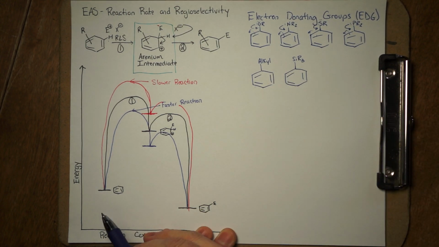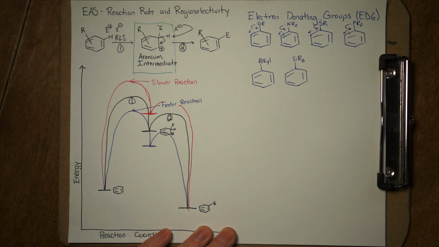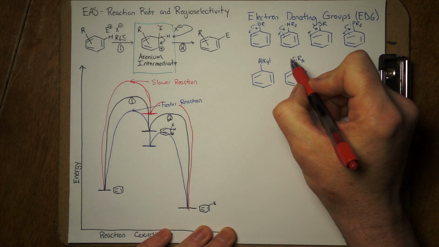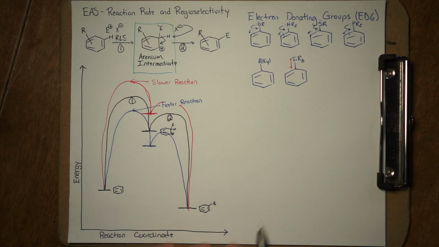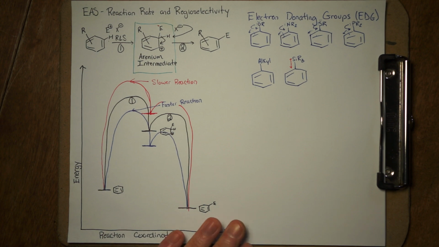Both alkyl and silyl. In addition, the polarity of the silicon-carbon bond is such that the electron density sits more on carbon. And if you're forming a positively charged arenium intermediate, the polarity of that bond is going to help stabilize that arenium intermediate a little bit.